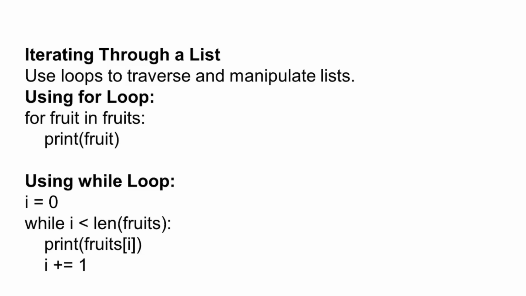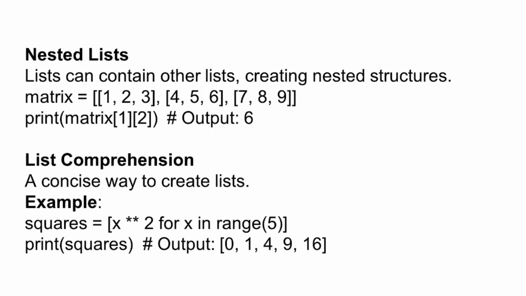Iterating through a list. Use loops to traverse and manipulate lists. Using a for loop: for fruit in fruits, print fruit. Using a while loop: i equals 0, while i is less than length of fruits, print fruits i. Nested lists: a list can contain other lists, creating a nested structure. A matrix like 1, 2, 3 in another list, and another list. Okay, this is kind of a matrix.